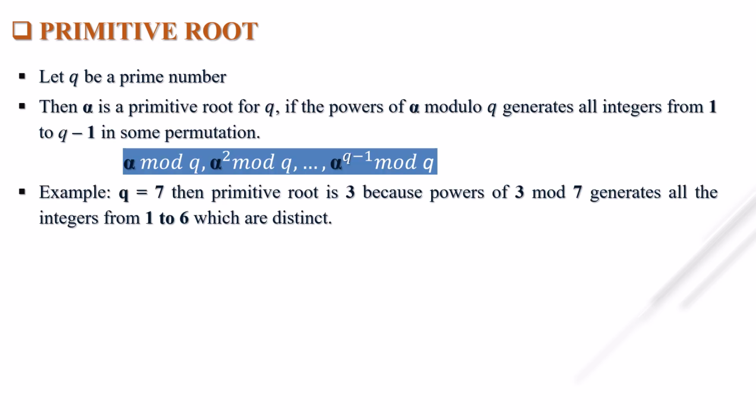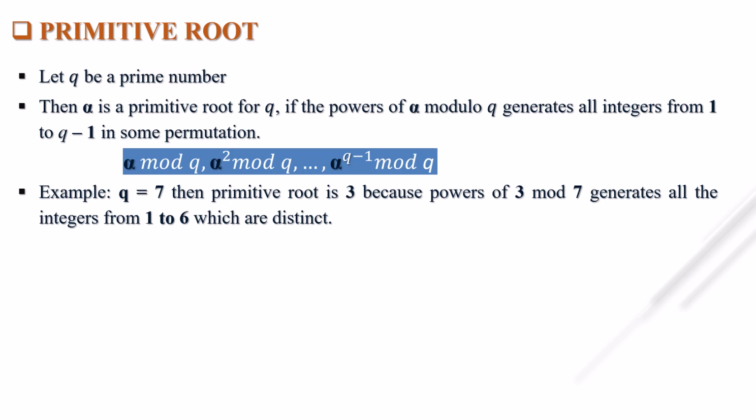So before going to the example of ElGamal digital signature, first we must know what a primitive root is. In examination, the values of q and alpha are usually already given. If the value of alpha is not given, then you have to find it, because alpha must be a primitive root of q.